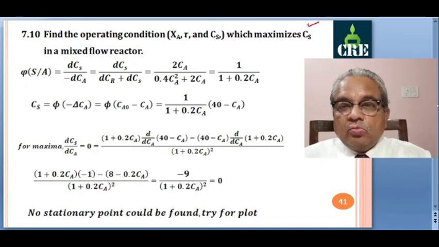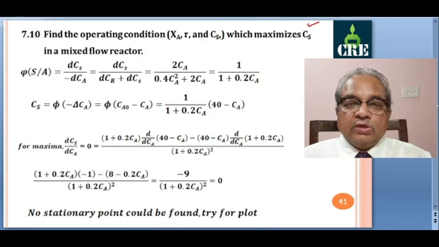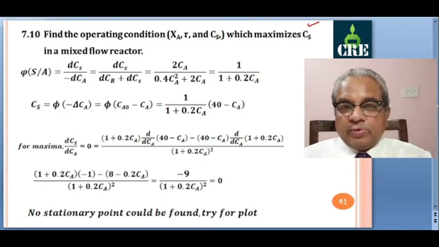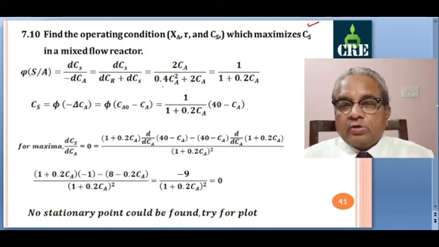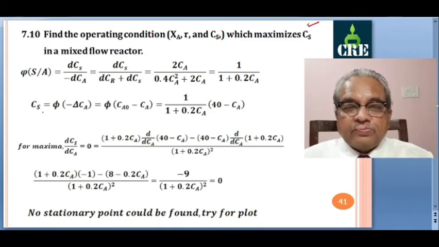So maximize CS. CS is desired, so the instantaneous yield of S, dCS by minus dCA, is 2 CA divided by (0.4 CA square plus 0.2 CA), if you divide by this 1 plus 0.2 CA, that is what you will get. CS is phi of delta CA, this is the overall yield. So phi times (CA0 minus CA).